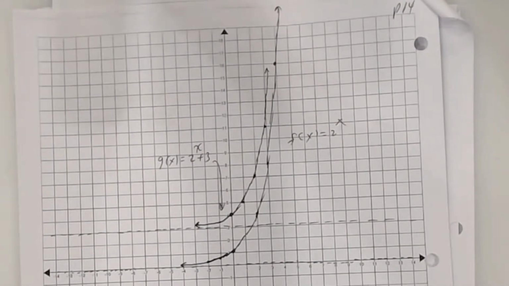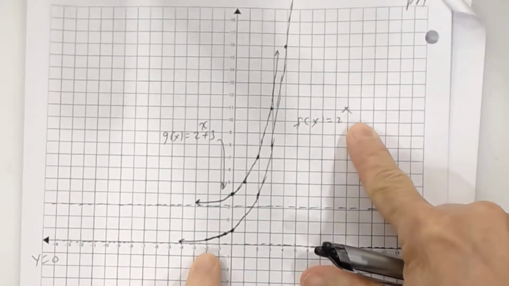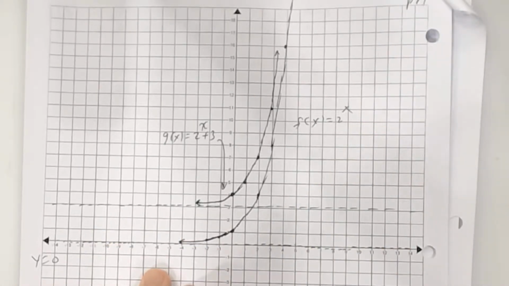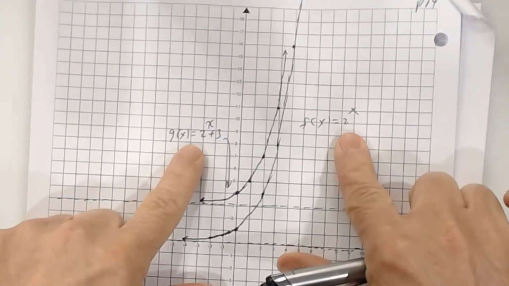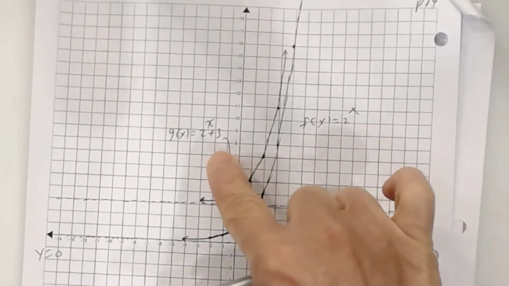If you look at the ones you did yesterday, we started out with 2 to the x. And 2 to the x had what horizontal asymptote? Y equals 0, the x-axis. Then we graphed 2 to the x plus 3, and it had what horizontal asymptote? Y equals 3. What I want you to notice is that both of these had the exponential part being the same, 2 to the x, except one had plus 0 and the other had plus 3.